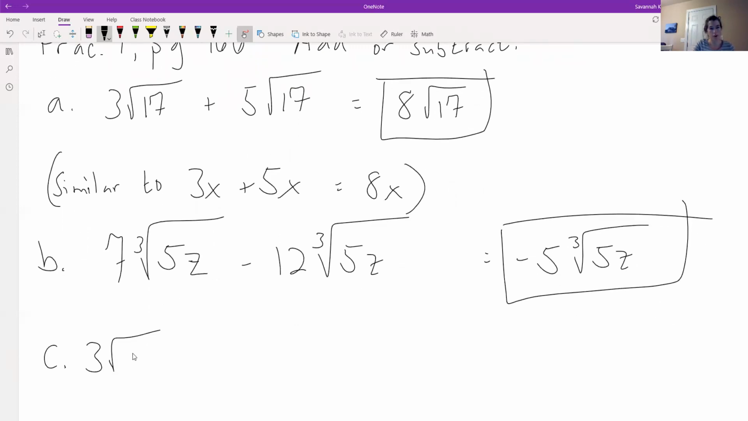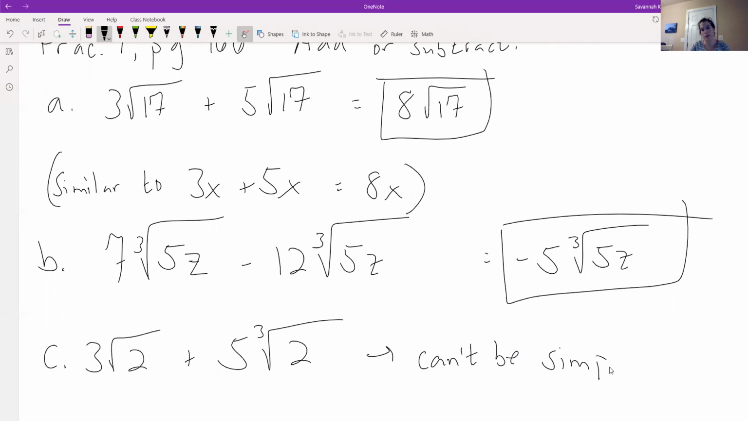And then finally, for our first practice problem, we get this. Notice that we have a square root of 2 and a cube root of 2. That's a problem. So let me see how they phrase it when this happens. It just can't be simplified. They're not like terms, not like radicals, so you can't do anything.